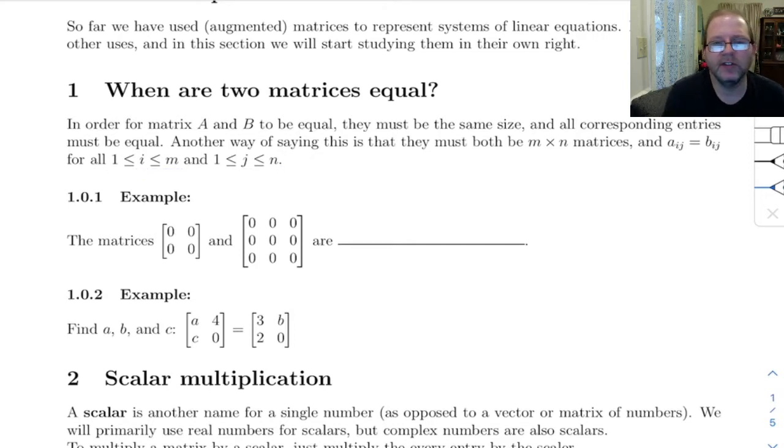And usually this isn't confusing, two matrices have to be the same to be equal. The only place where that might get confusing is something like this, where you've got a couple of matrices that are just full of zeros. But those are not equal to each other because they have to be the same size.